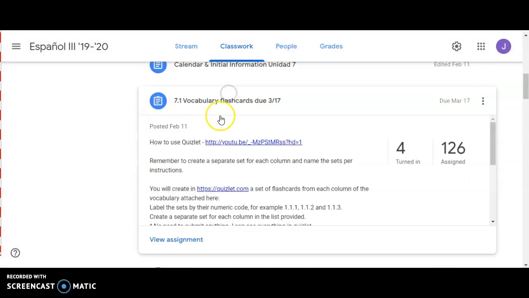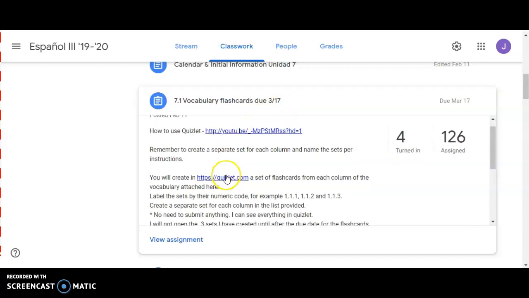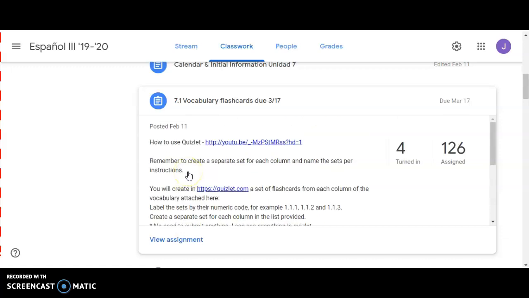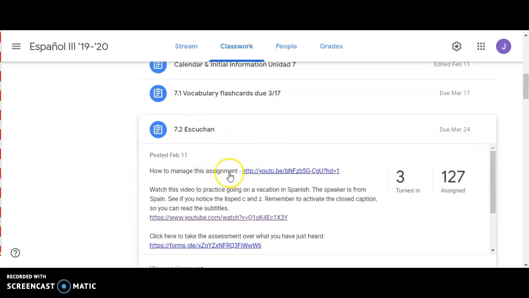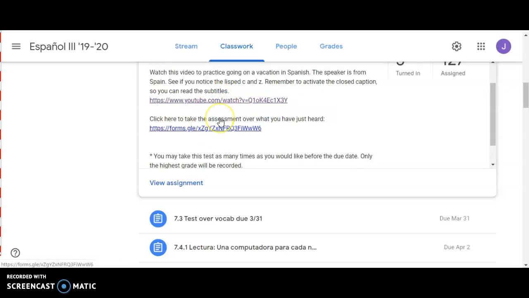So you've got your flashcards, which are due on the 17th. And here I post my flashcards after yours are due. Make sure you label them correctly, label them just like I've said here. Since it's Unit 7, it would be 7.1.1, 7.1.2, depending on the column that you're working on. Escuchar, so the listening activity, you've got your YouTube video, you've got your test. You can take it 1,000 times if you want to until you make 100.